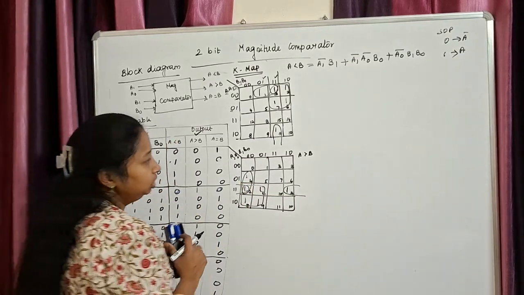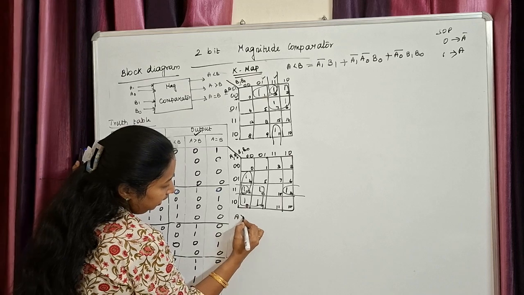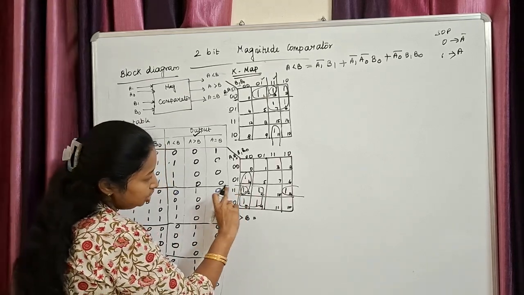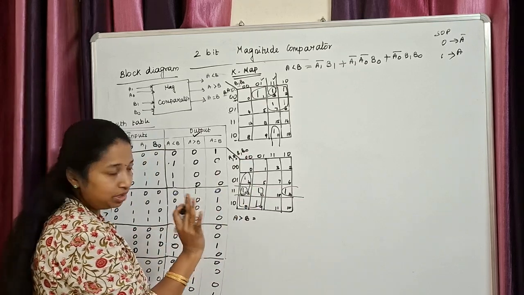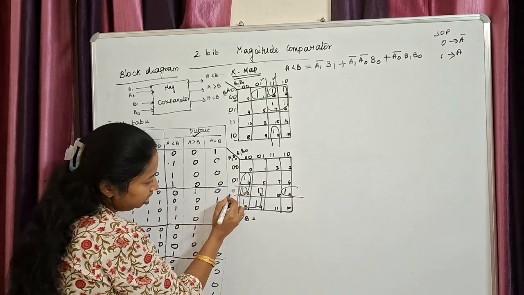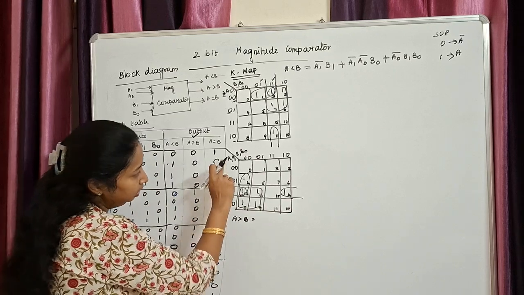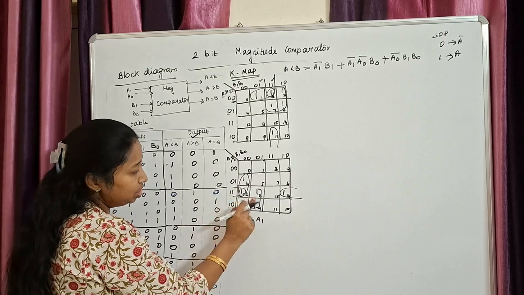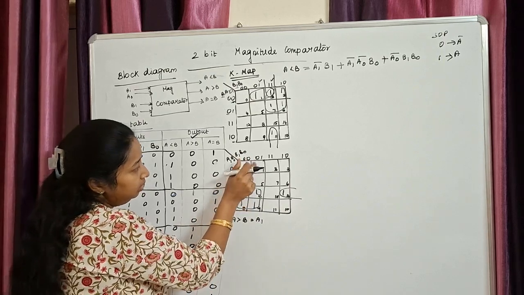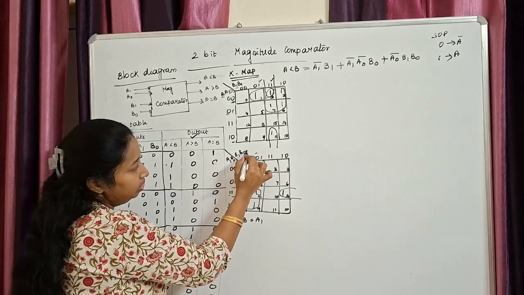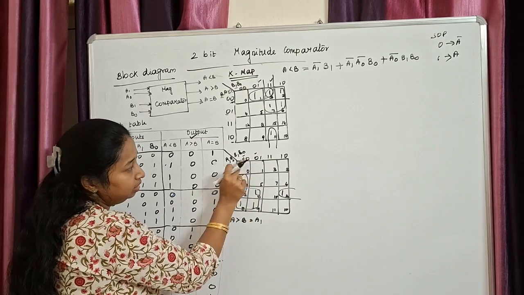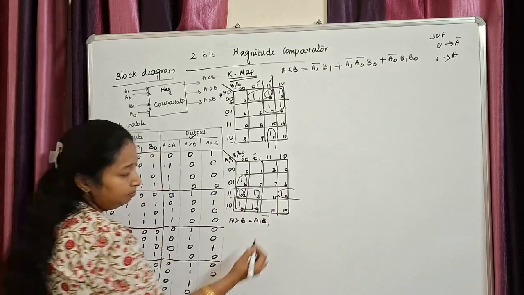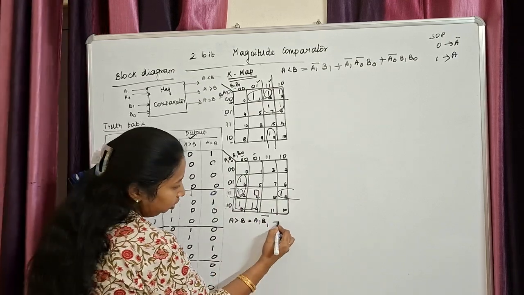Clear? Now, give me the expression A greater than B. What is A greater than B? For this particular quad, check vertically as well as horizontally, whichever is common. For vertically, only the first term is common. What the first term corresponds to? It corresponds to A1. Clear? And now check horizontally, which is common here for this particular quad. Here, only the first term is common. Here it is 0, here it is 0. And that digit corresponds to B1. And since it is 0, I'll put a bar. Clear?